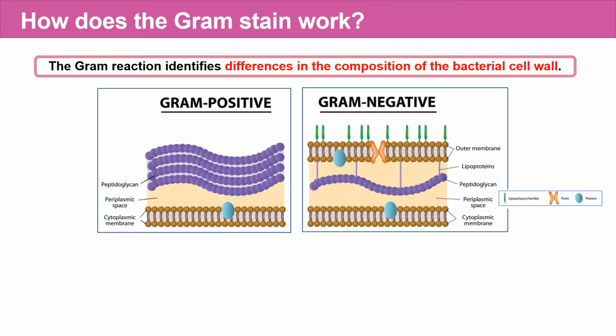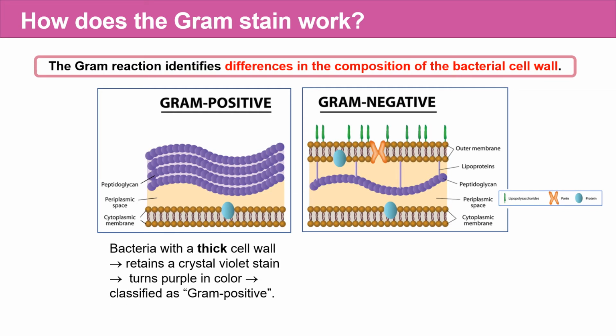Here's a diagram showing the difference between gram-positive and gram-negative bacterial cells. And you can see the gram-positive bacteria have a very thick peptidoglycan cell wall, where the gram-negative bacteria has a very small cell wall. The other difference that you can see is that the gram-negative organism has a thick outer membrane, and the gram-positive organism does not have this. And this will be important when we discuss this in a minute.